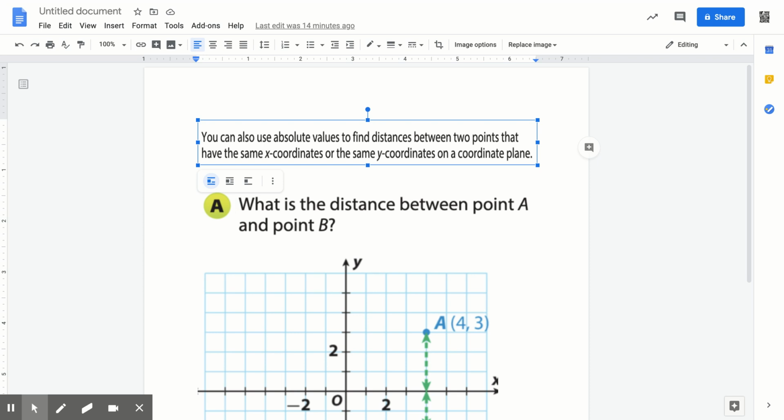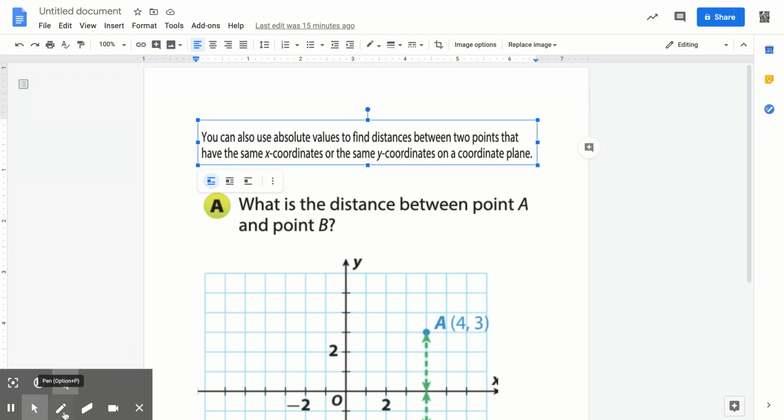Everyone. Here again, we have a question, and I believe this is on page 402, if I'm not mistaken. But this is actually an example. So this is going to be finding the distance between 2 points. The key thing you want to remember with this is you can use absolute values to find the distance between 2 points that have the same x or the same y coordinates on a coordinate plane.